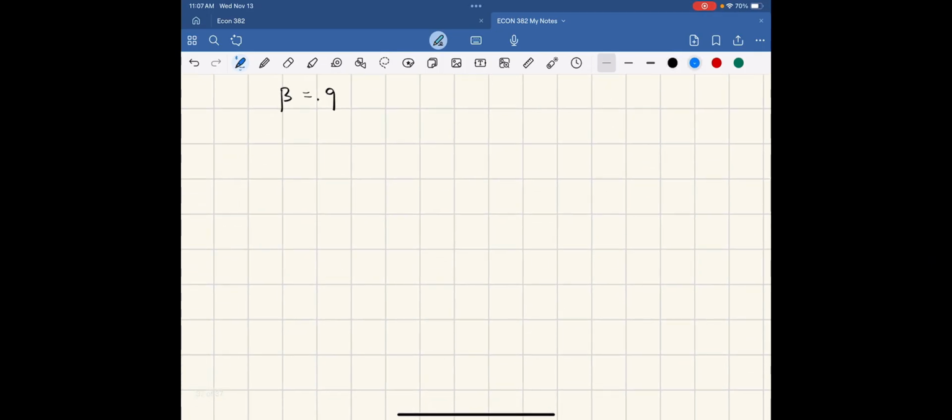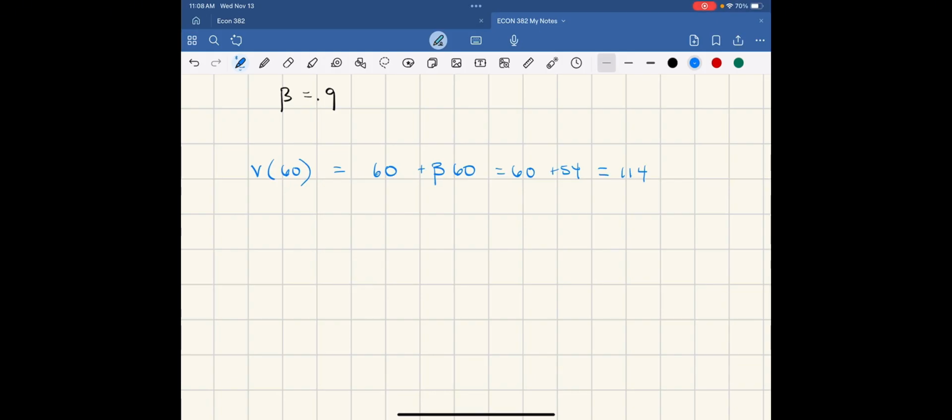So the value of taking the offer of $60 is equal to, they would get $60 in the first time period plus beta times $60 in the second time period. So this is equal to 60 plus 54, which is 0.9 times 60. And so they would get a total value of $114.